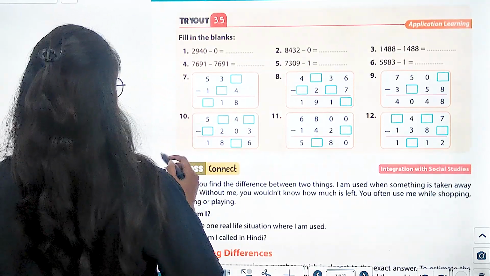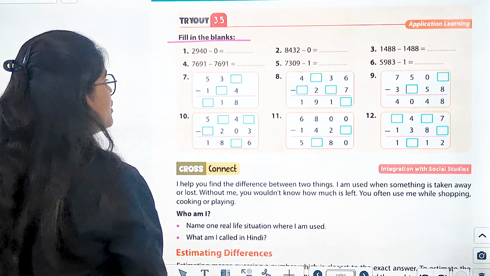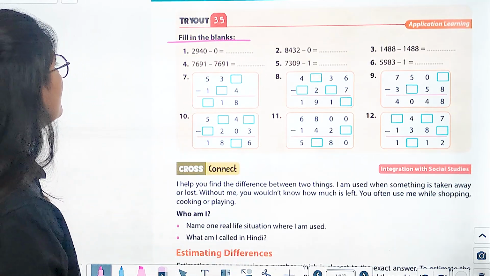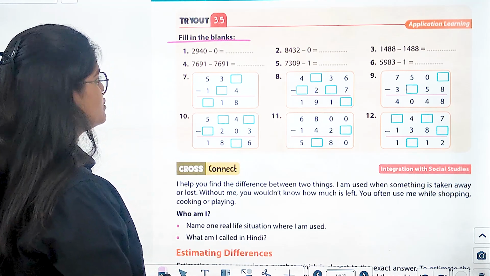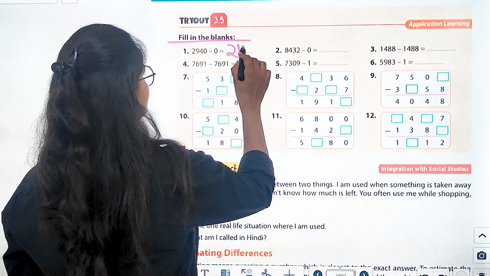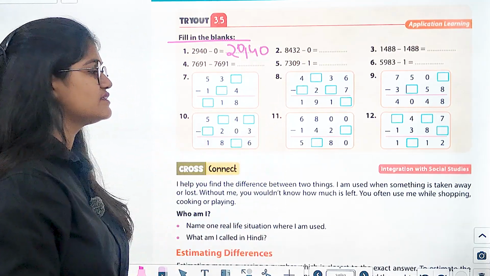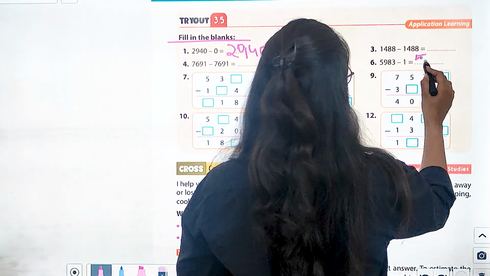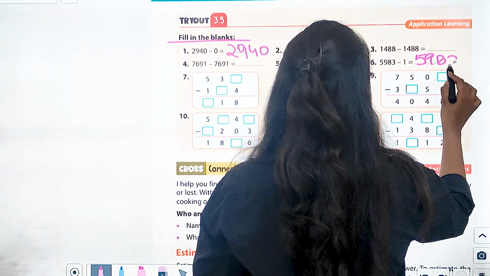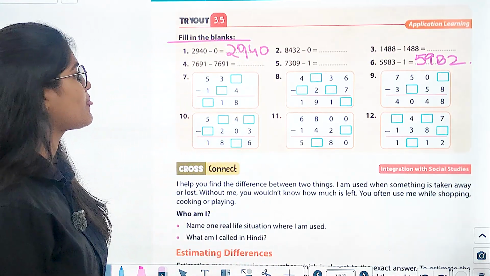Then we have one exercise which says fill-ups. So it has some fill-ups which says 2490 minus 0. Obviously the number itself is the answer, 2490. Correct. Then taking the last one, 5983 minus 1, 5982. Right, that is also the predecessor of the given number.